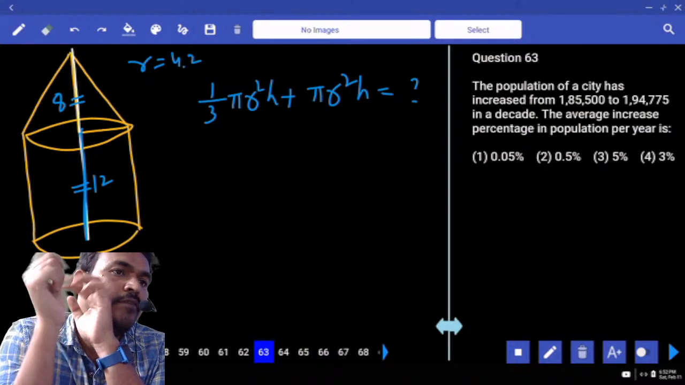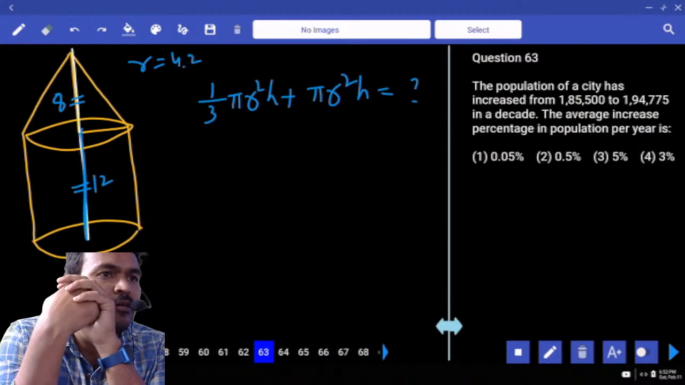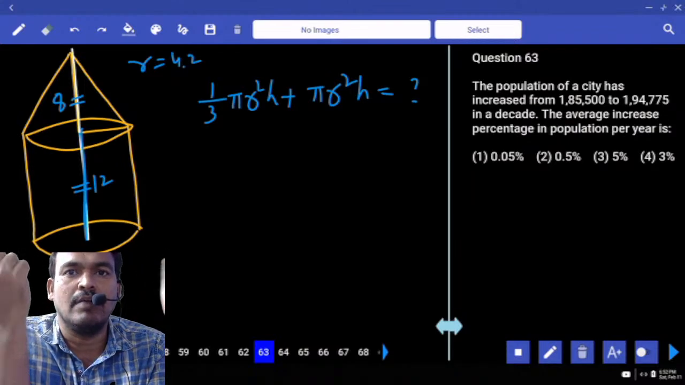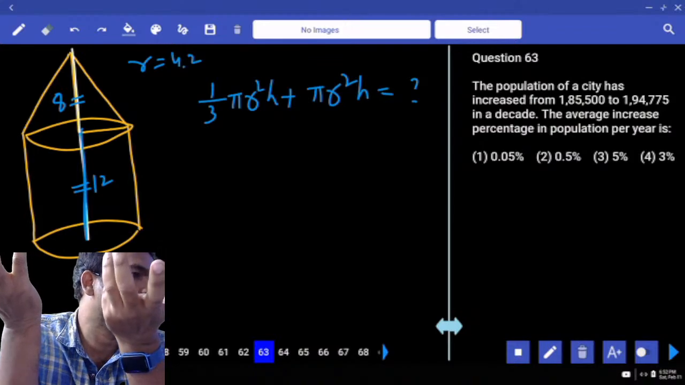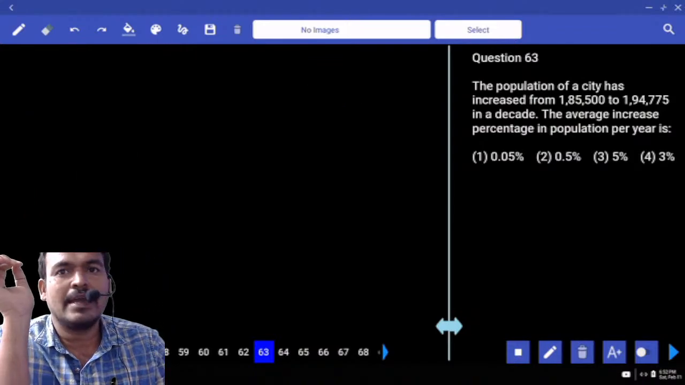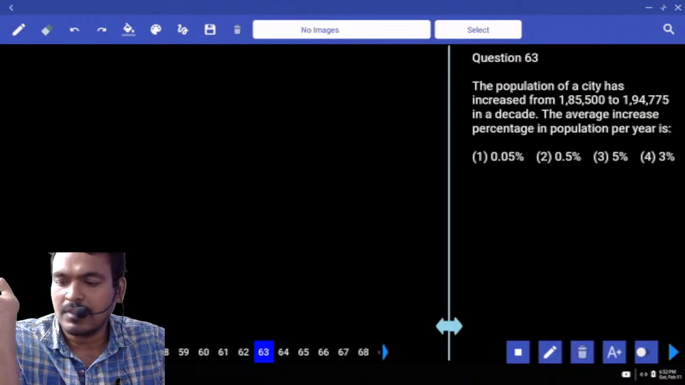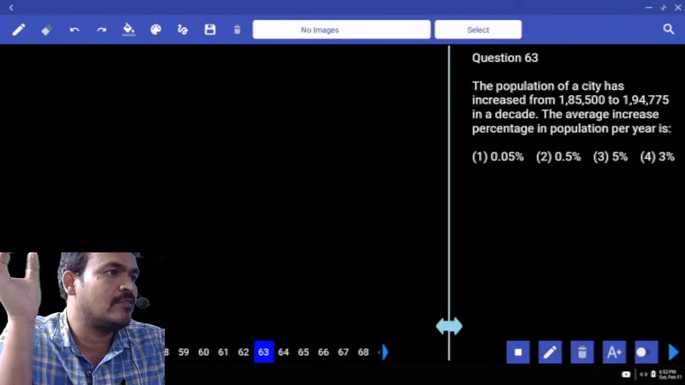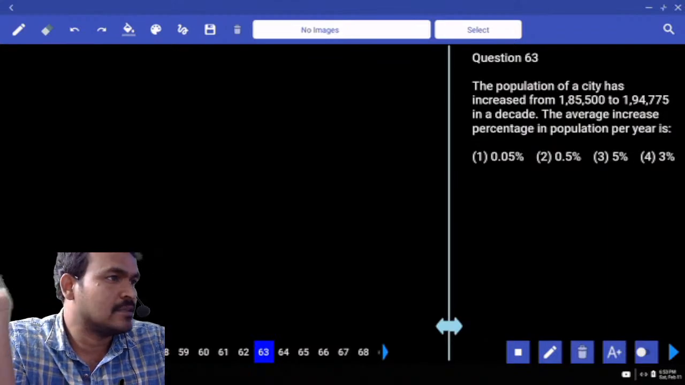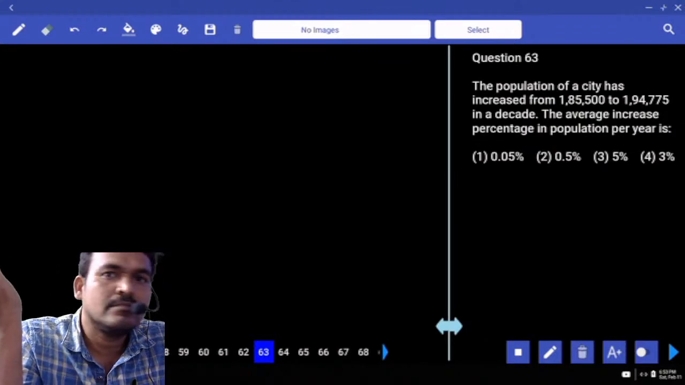10 years. Divide by 10, we get the 1 year value. That is calculated on initial value or final value? Initial value. Then we get the percentage. Okay. Simply we say 1,85,500 principal, 1,94,775 amount. Time is given how many years? 10 years. We require the rate of interest.